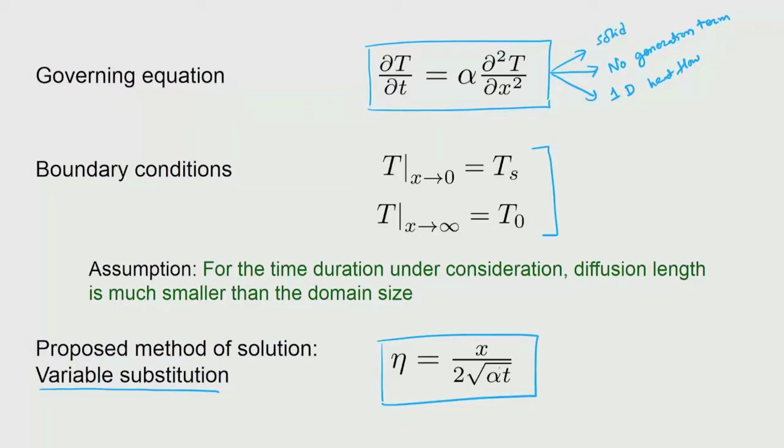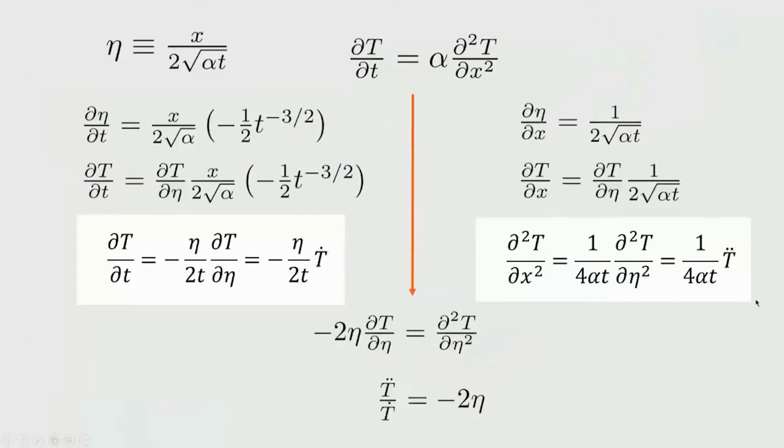So, we substitute this variable into the equation and see. So, the strategy is as follows. We evaluate the left hand side and the right hand side of the governing equation, and then we will seek the solution as a function of eta. And then of course, because we know eta as a function of x and t, it implies that we also have the solution as a function of x and t. So, this is what we seek first. Okay, so that we do here.